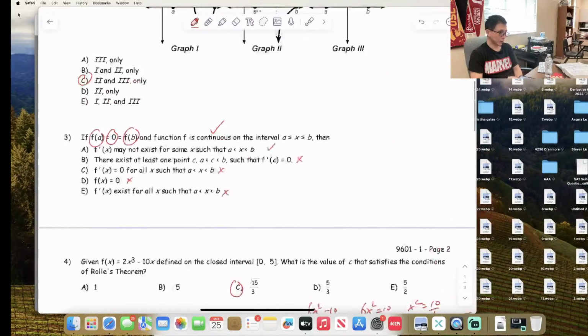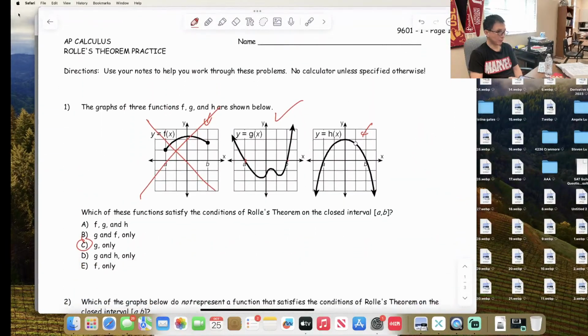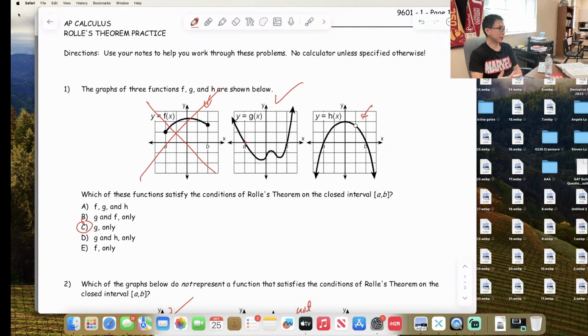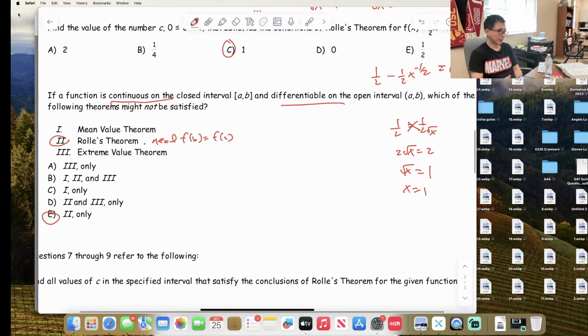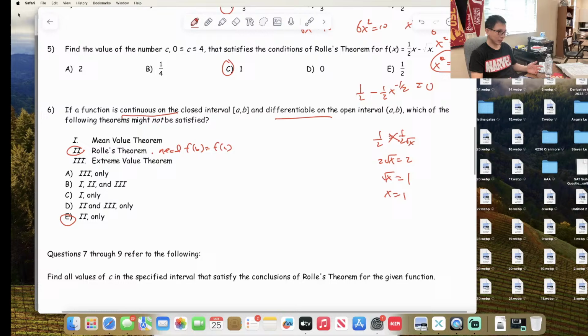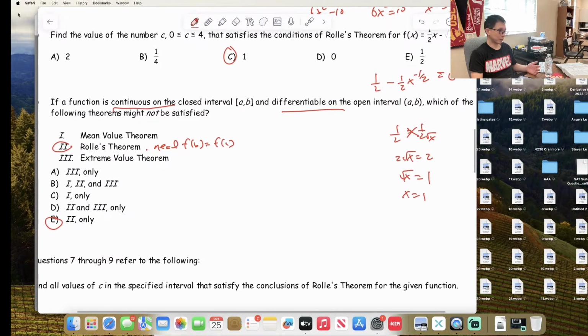Now, so this is an idea of Rolle's theorem. The frequency of Rolle's theorem occurring on the test is a lot less compared to mean value theorem, and I'm going to explain to you why. But this question is a gateway to the next part because it gives you an introduction to mean value theorem, because they show you one answer choice. So with deductive reasoning, mean value theorem probably does not have f of b equal to f of a, because this one is only continuous and differentiable.